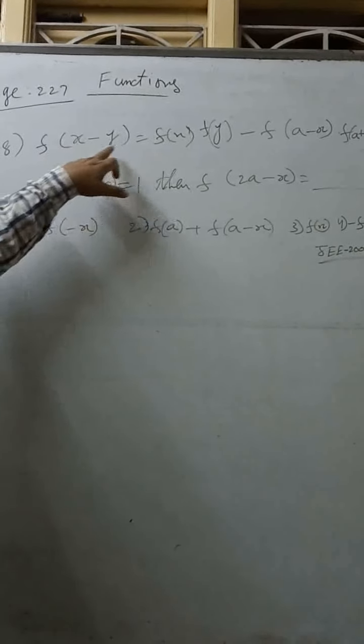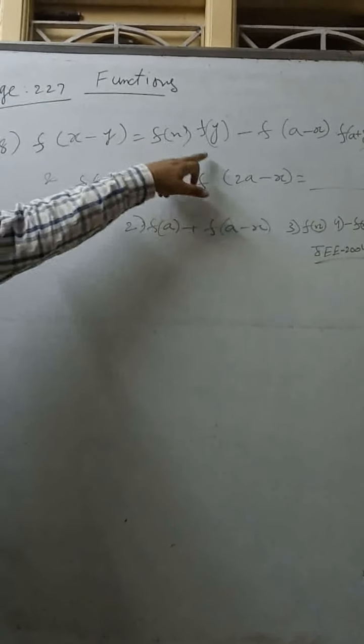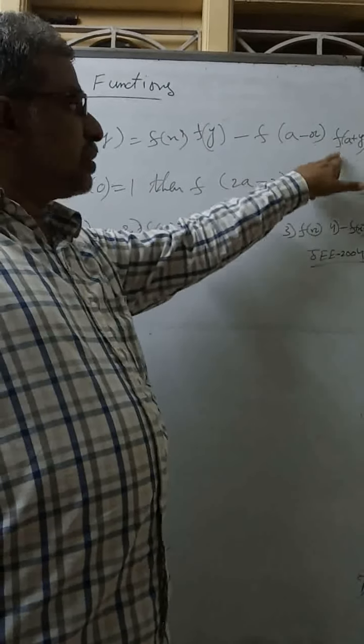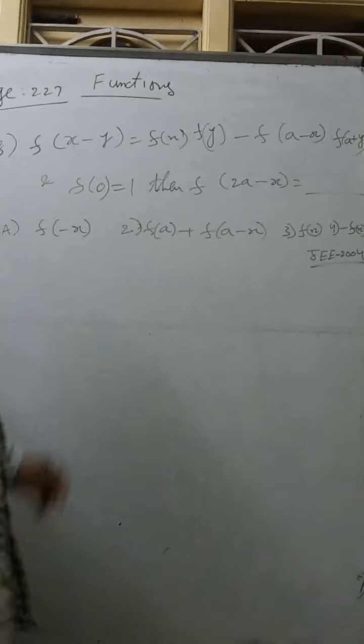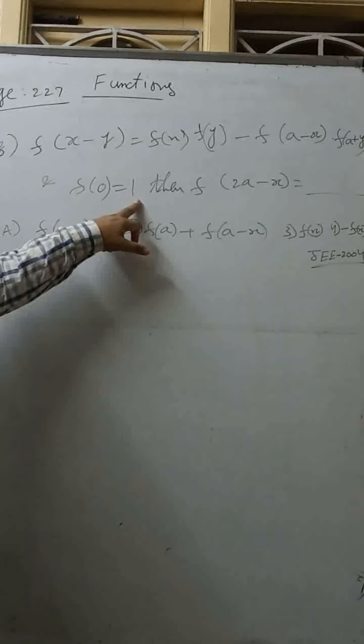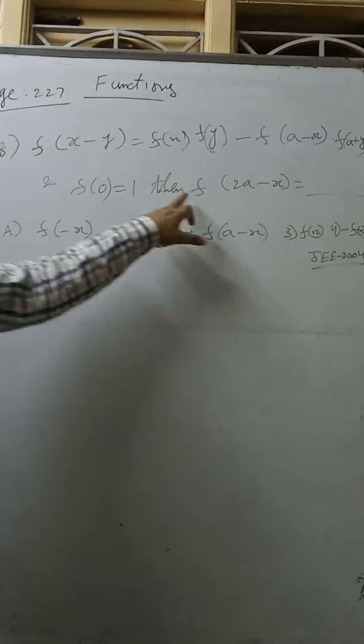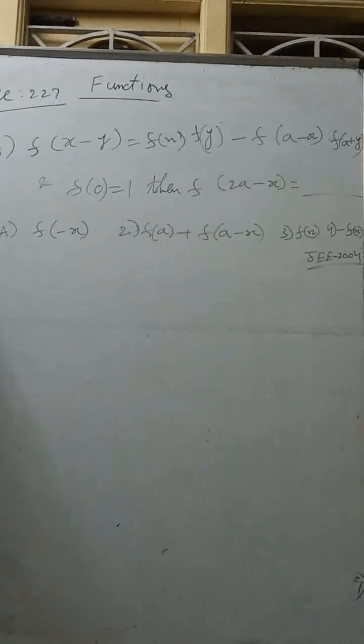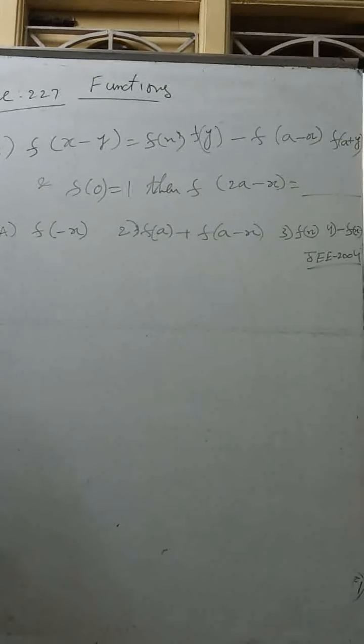f of x minus y equal to f of x into f of y minus f of a minus x into f of a plus y, and f of 0 equal to 1. Then it is asking f of 2a minus x equal to how much?